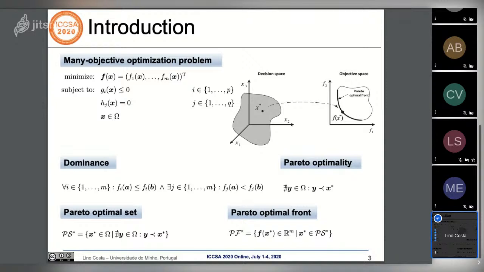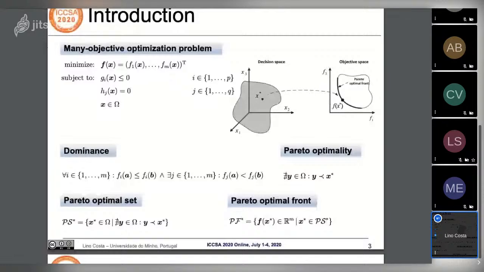All solutions in a multi-objective optimization problem are compared in terms of dominance. I have here the definition of dominance, but we are interested in the optimal solutions. We have a set of optimal solutions, and the images of these optimal solutions form a front in the objective space. We have difficulties that are related to the dimension of the objective space.